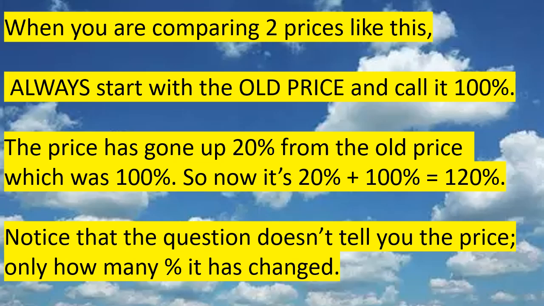So when you're comparing two prices like this, you always start with the old price, and you call the old price 100%. So the price has gone up 20% from the old price. So the old price was 100. So now it's 20% plus 100 equals 120%. Notice that the question doesn't tell you the price, only how many percent it has changed.